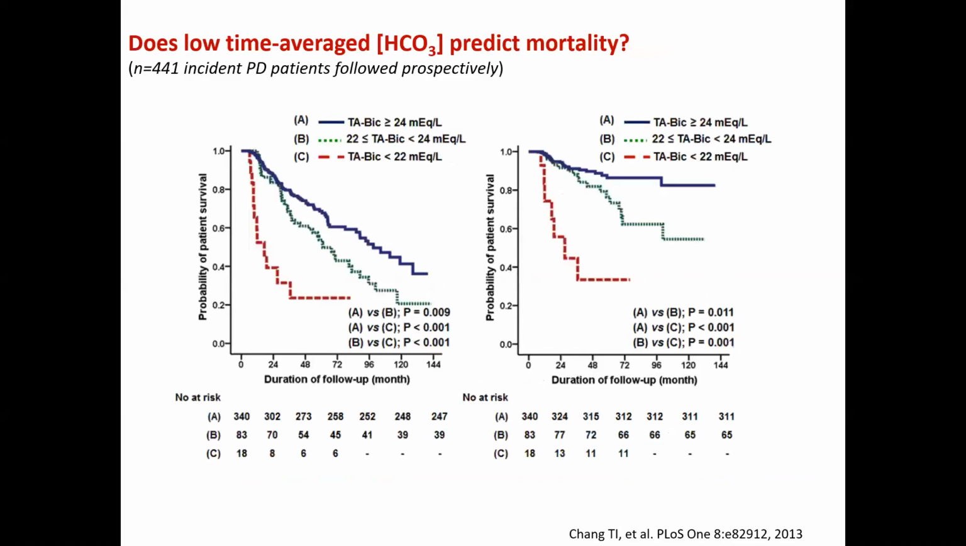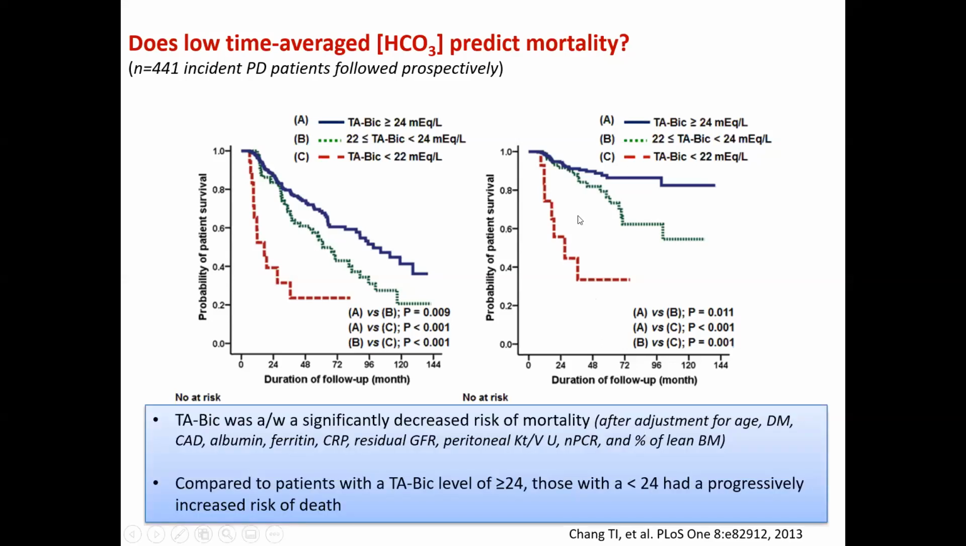So this was another study that looked at time average bicarbonate and correlated that with the probability of patient survival on the y-axis there. All right, so they classified patients into three tertiles. The top blue line is time average bicarbonate that is equal to or more than 24. The green is 22 to 24, and the red is less than 22. All right, so what you could clearly see is that the higher the time average bicarbonate, the more likely that these patients are going to survive, and vice versa.